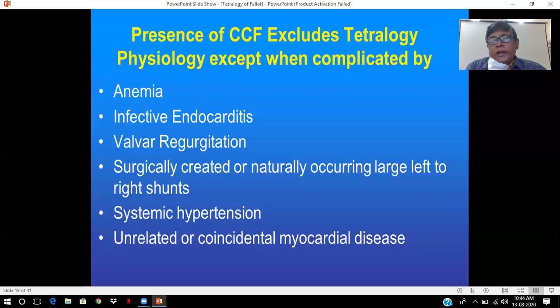Usually, a child with tetralogy of Fallot does not suffer from congestive cardiac failure unless it is complicated by anemia or infective endocarditis. There can be some valvular regurgitation, aortic regurgitation also, which can precipitate CCF. Surgically created or naturally occurring large left to right shunt, systemic hypertension, unrelated or coincidental myocardial disease. If any of these features are there, there can be congestive cardiac failure. Per se, TOF does not suffer from congestive cardiac failure. If there is CCF, you have to suspect some other diagnosis.